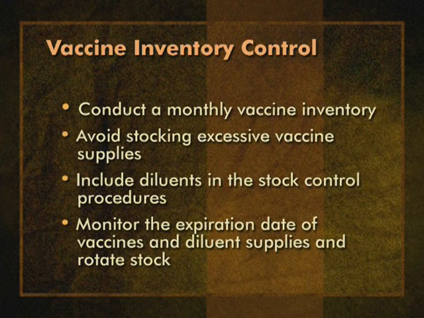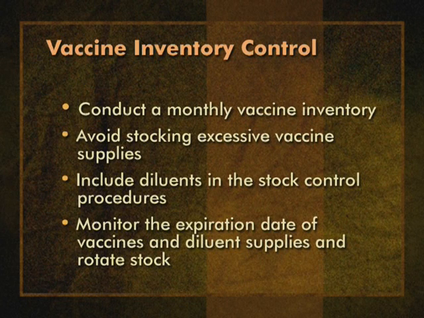Vaccine inventory control is a critical part of vaccine quality management. As a part of inventory control, providers should conduct a monthly vaccine inventory to be sure they have enough to meet their needs. However, avoid stocking excessive vaccine supplies. This leads to vaccine wastage when vaccines become outdated.